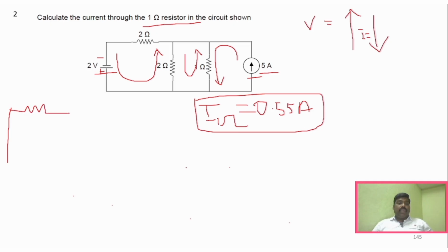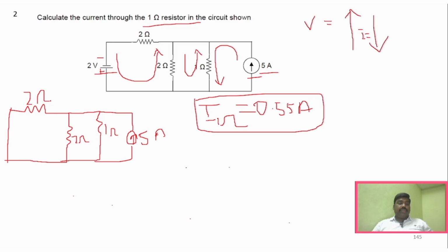So this will be a 2 ohm resistor. This is again a 2 ohm resistor. And this is a 1 ohm resistor. And I'm considering this current source. This current source is 5 amp. And this is 1 ohm, this is 2 ohm, and this is 2. Right? Now we have to simplify this circuit.